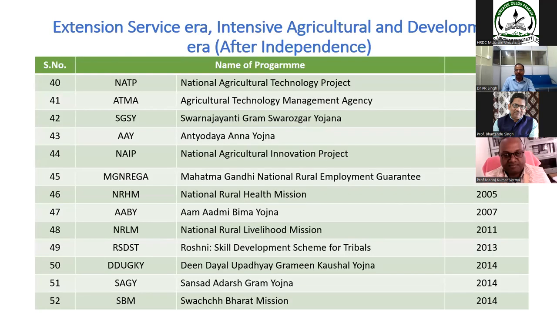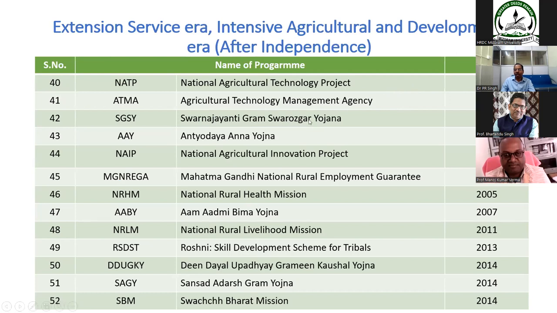Then in 1998, so many different programs, such as the National Agriculture Technology Project, NATP, which is running these days, in 2022 NATP is functioning. National Technology Management, ATMA, it is also run by NABARD.